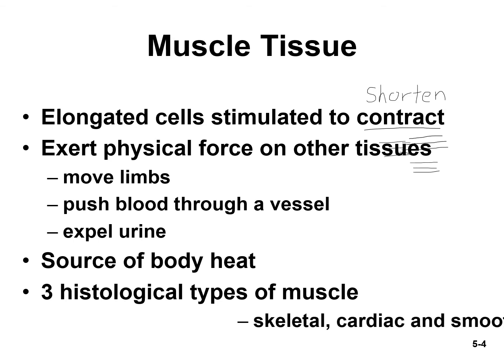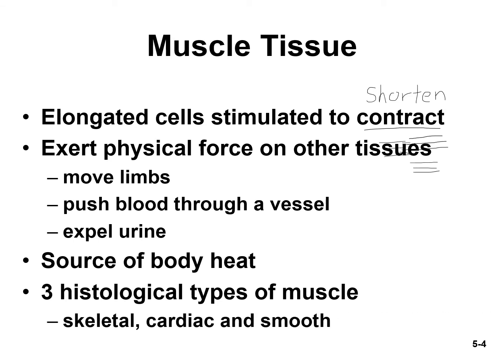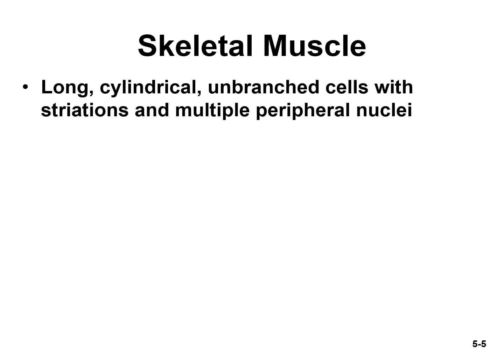Histologically, there are three main types of muscle, and I'll cover each of these: skeletal, cardiac, and smooth. Skeletal muscle is, of course, found in our skeletal muscles. So muscles that are typically attached to bones and cause movement under our voluntary control. So they are long, cylindrical, unbranched cells with striations and multiple peripheral nuclei. Striations, these are just stripes, basically.